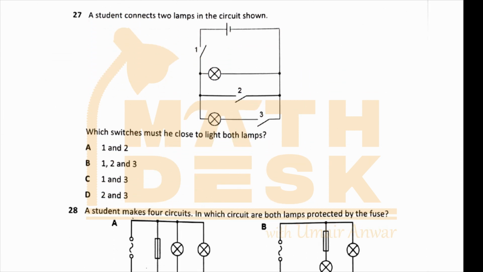The next question says a student connects two lamps in the circuit shown. Which switches must he close to light both lamps? In order to light both lamps, switch 1 must be closed and switch 3 must be closed. When he closes switch 1, the circuit is complete for lamp 1, and when switch 3 is closed, the circuit is again completed for the second lamp also. So 1 and 3 would be the correct answer.